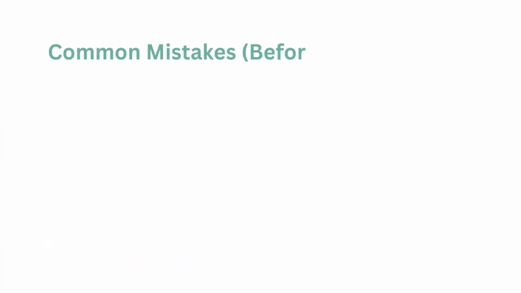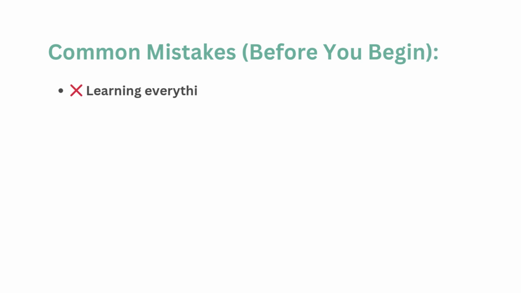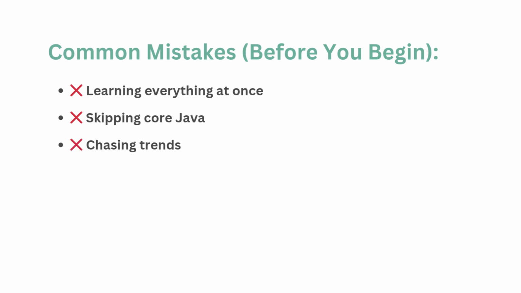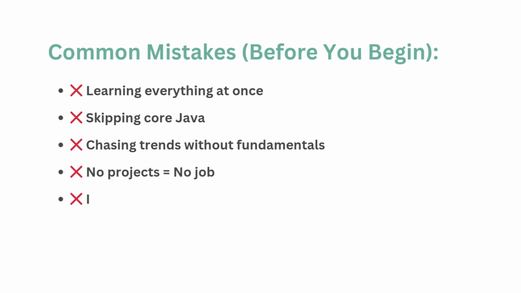Let's start with the truth. Most people fail at full-stack development. Why? Because they make these classic mistakes. Trying to learn everything at once. They open 5 tabs: Java, Spring Boot, React, Docker, MongoDB. All at the same time. That leads to confusion and burnout.